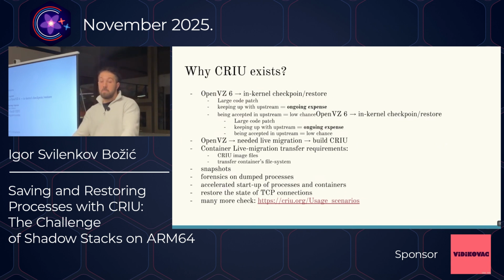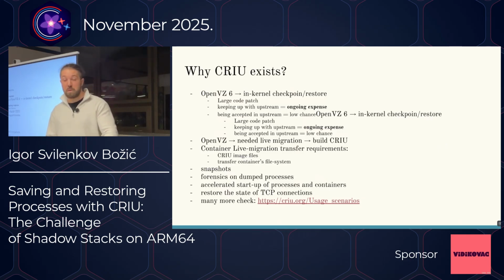And I didn't put this on the slide, but since the next point is accelerated startup of processes and containers, I've seen some articles where people speed up JVM startup time significantly using CRIU, just restoring it from a dump. And yeah, CRIU also restores TCP connections and many more things. I'll get to that. And there's a link here. There are some really weird scenarios. If anyone's interested, you can get the slides later, but there are some really interesting usage scenarios for CRIU that you might not anticipate.